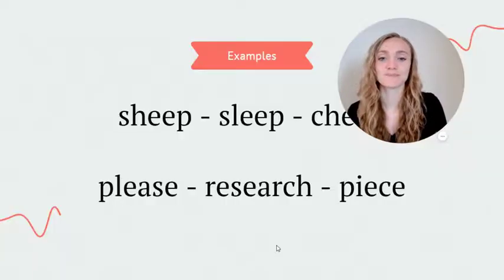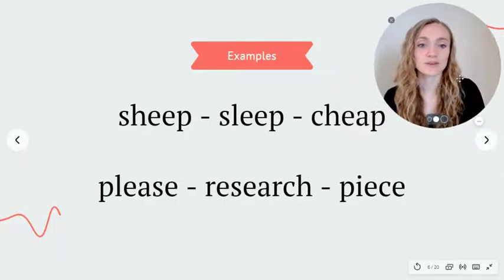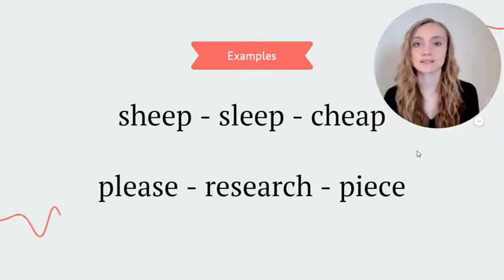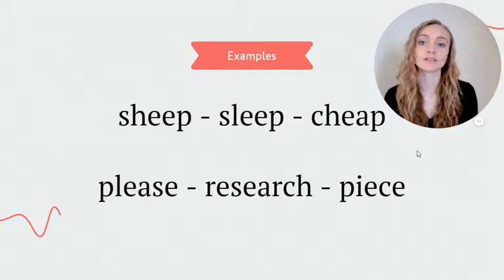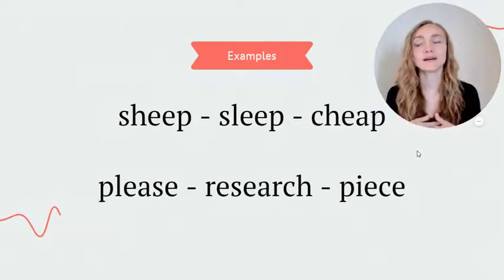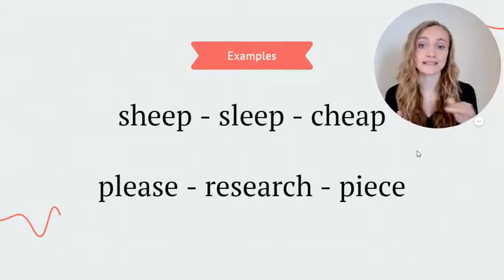Okay, great job. So some examples of words where we have this beat sound. We're going to do these quickly because this is a sound that should already feel more familiar for you. Sheep, sleep, cheap, please, research, peace. And we can see some common spelling patterns that happen with this E sound.